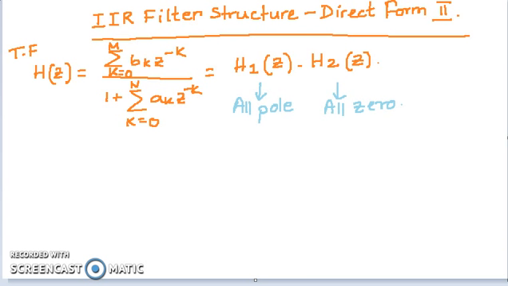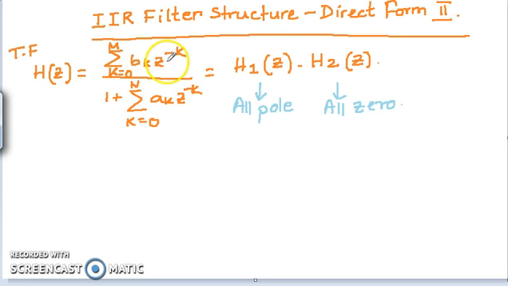So what type of structure the filter has, that's what we were discussing. As per our curriculum, we are going to discuss direct form 1. We have discussed direct form 1. Now we are coming to direct form 2, and we are also going to discuss cascaded and parallel. Now this is nothing but the general structure of the general transfer function of an IIR filter.